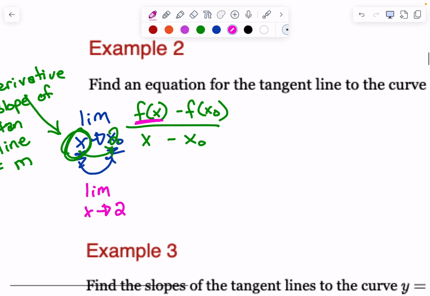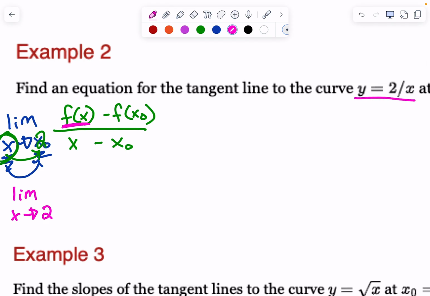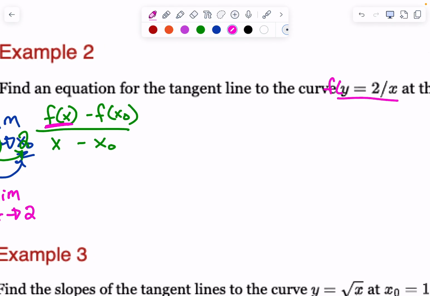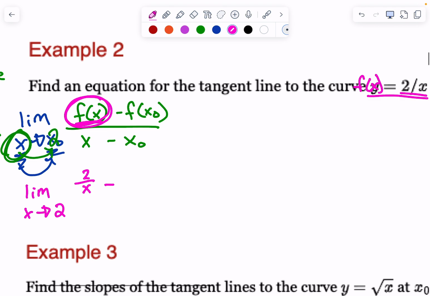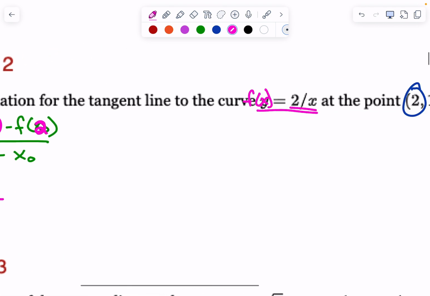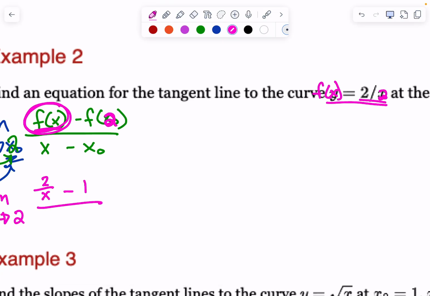So f of x is a fancy way of saying y, right? Okay, so f of x is 2 over x. So I'm going to replace f of x with 2 over x, minus f of x naught. What did we say x naught was? X naught is just 2, right? Okay, so f of 2 means I'm plugging 2 in here, which is 1, right? 2 divided by 2 is 1, so that's where we get that point right here. X on the bottom is just going to stay x, and x naught is 2.